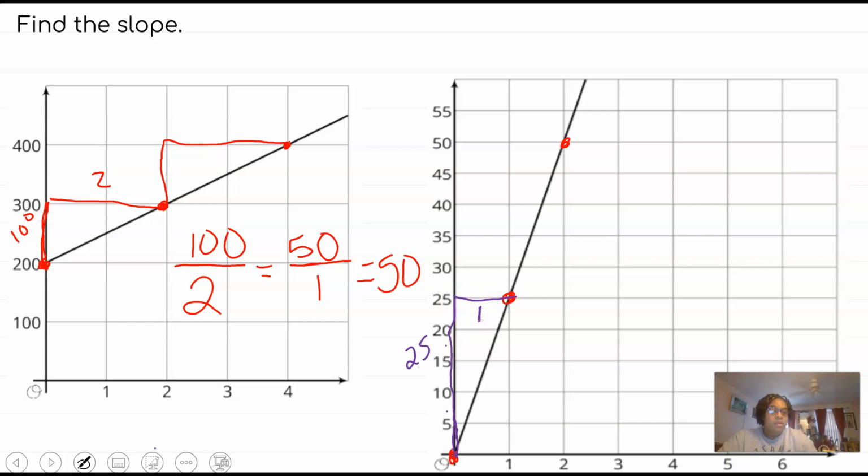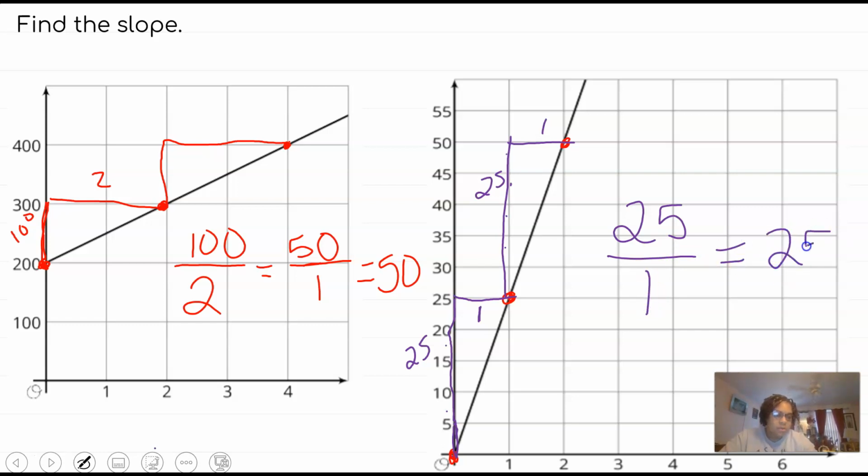1. So just to be sure, I'm going to do this again. 1, go up, 5, 10, 15, 20, 25, and I ran 1. So it's 25 over 1. So our slope is actually 25 over 1. We don't even have to do any math here because 25 over 1 is actually 25. And that is your rise over run. Okay?